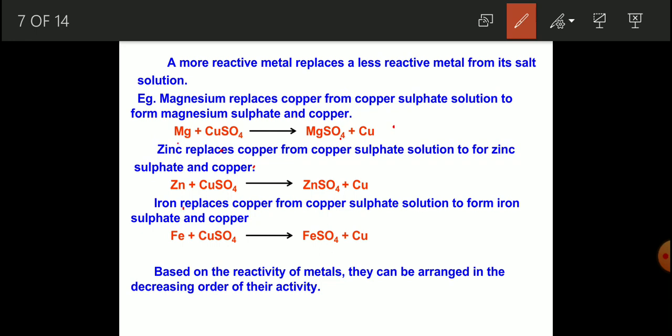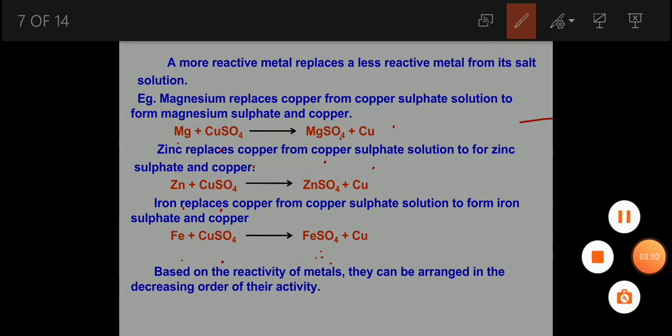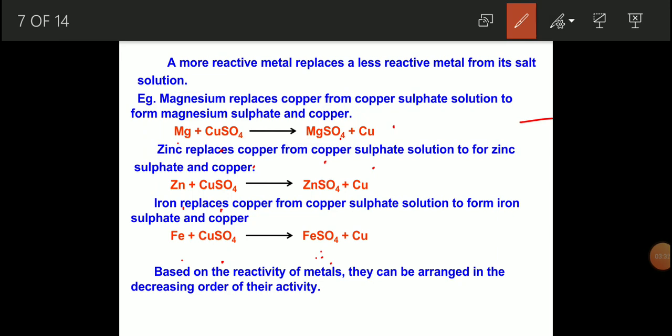In the same way, zinc plus copper sulfate will form ZnSO4 plus Cu. Cu has been displaced because zinc is more reactive. In the same way, iron plus copper sulfate, iron sulfate forms and copper is displaced because iron is more reactive. Clear? Now, if I say gold and iron, which is more reactive? Iron. Which is less reactive? Copper. By seeing the reactivity series, you will understand which metal is more reactive and which metal is less reactive. Clear?